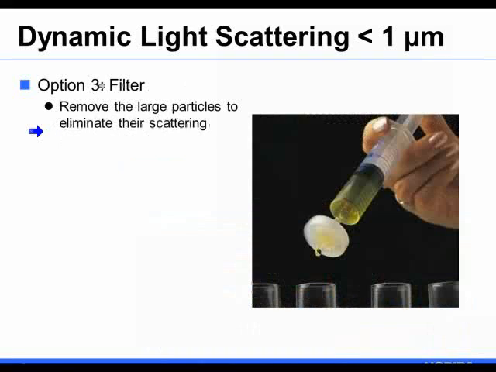Third option is to filter the sample. So if you have a sample and you run it in your DLS instrument and you get a result of 2 microns, let's say, and you think to yourself, well, this doesn't make any sense. I know I have nanoparticles, or I suspect I have nanoparticles. The easiest way to check if those large particles are masking the small particles is just to choose a filter and remove them. Remeasure and see if you get a new answer.